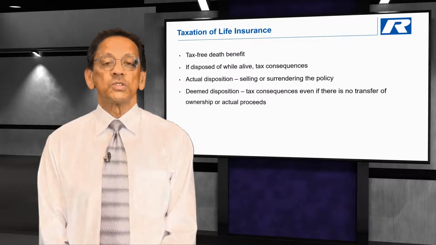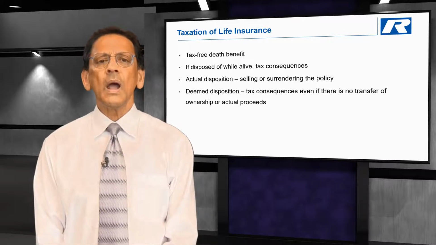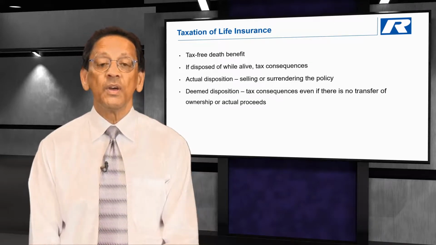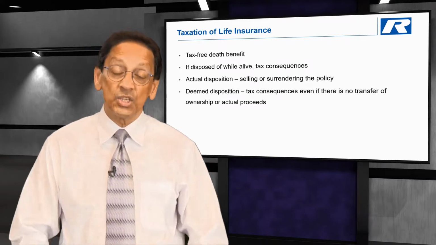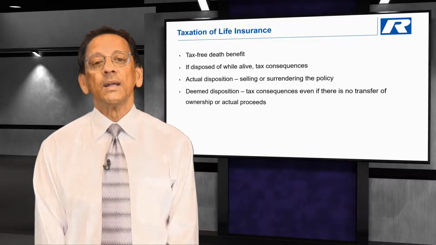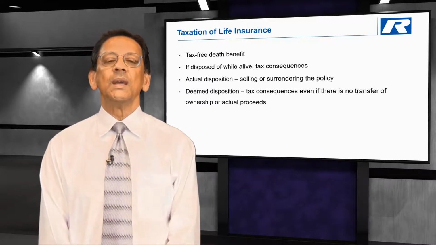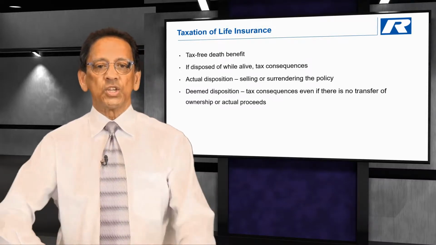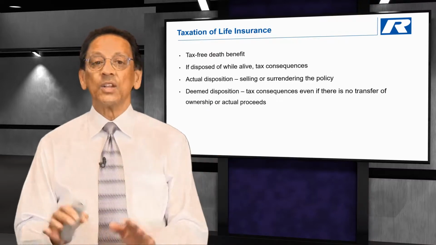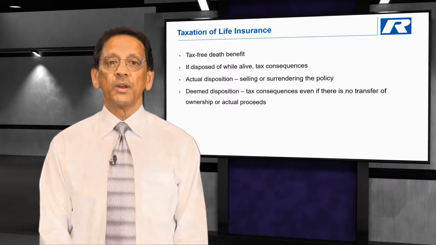So, first simple one, the death benefit is tax-free, not a problem. However, if you dispose of the policy while you're alive, when I say dispose of, I mean you surrender the plan, you cash it in, however you want to say this, there could be tax consequences. And so when I actually surrender my policy, that's deemed to be an actual disposition. I actually got rid of it. I sold it, or I surrendered it, or I transferred it to someone else. I no longer have the policy. And so there are tax implications possible there.